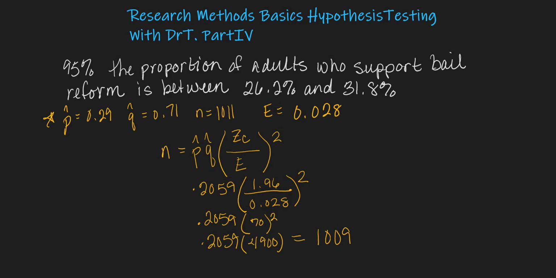But all of that assumes that we had some idea of what P hat and Q hat were. What if we didn't know that? What if we didn't have that initial number of folks who said they support bail reform in the sample of adults? Well, we could use P hat equals 0.5 and Q hat equals 0.5 if we're working under a standard normal distribution. So let's go ahead and take an example of what we can do if we have to fill in these gaps on our own.